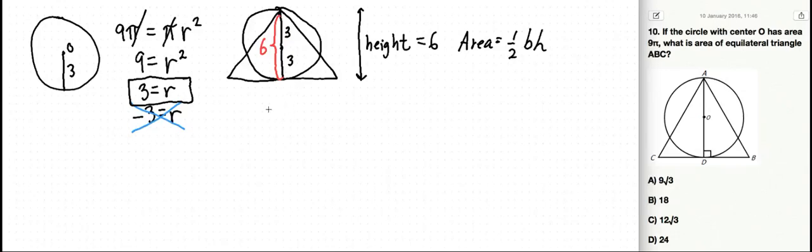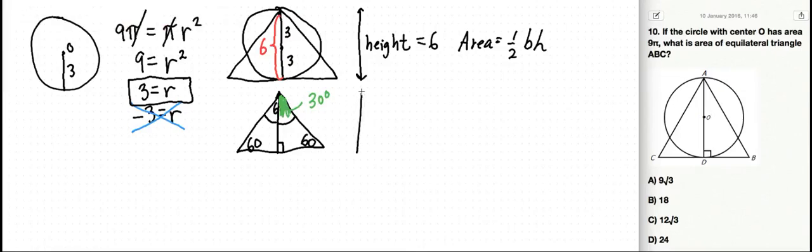Here's the tricky part. Let's look at this triangle again. Equilateral triangles are also equiangular, which means they all have 60 degrees here. So if I drop a perpendicular line like that, this becomes bisected. Bisected means you're cutting it in half. And then this bit here is 30 degrees. Let's see what the implications of that are.